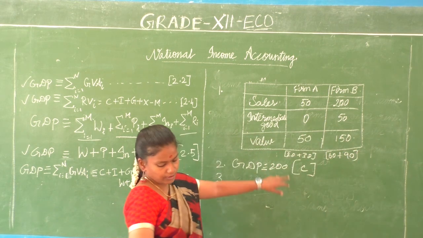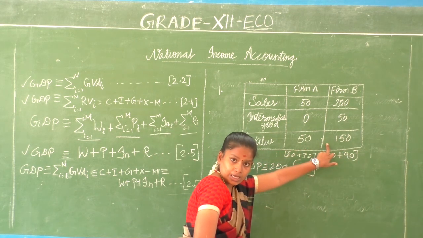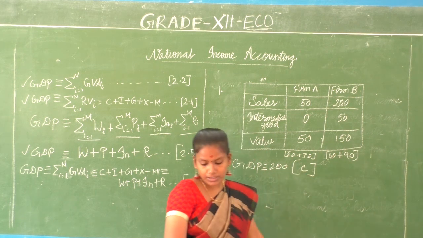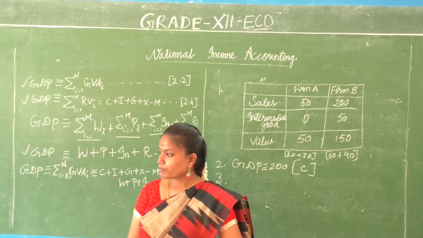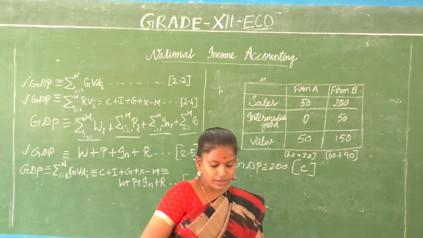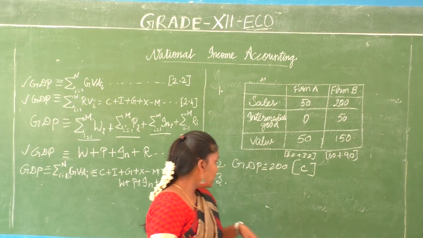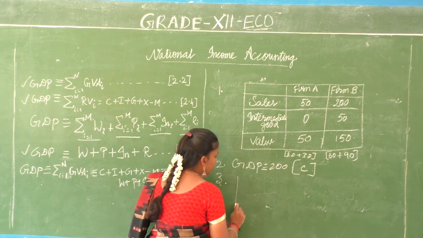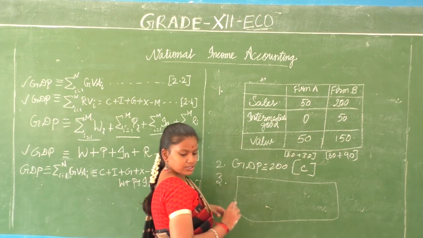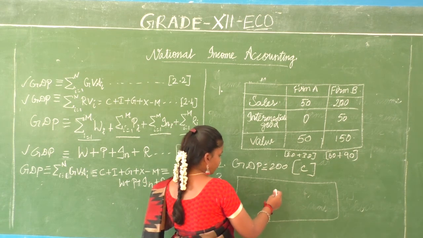Clear? Out of the 150 that they are receiving, they pay 60 rupees as wages and keep 90 rupees as profit. Because of that only you get the GDP. Clear? Now what you are going to do? You are going to have another tabular column here. What are those? Firm A, firm B, wages and profit.